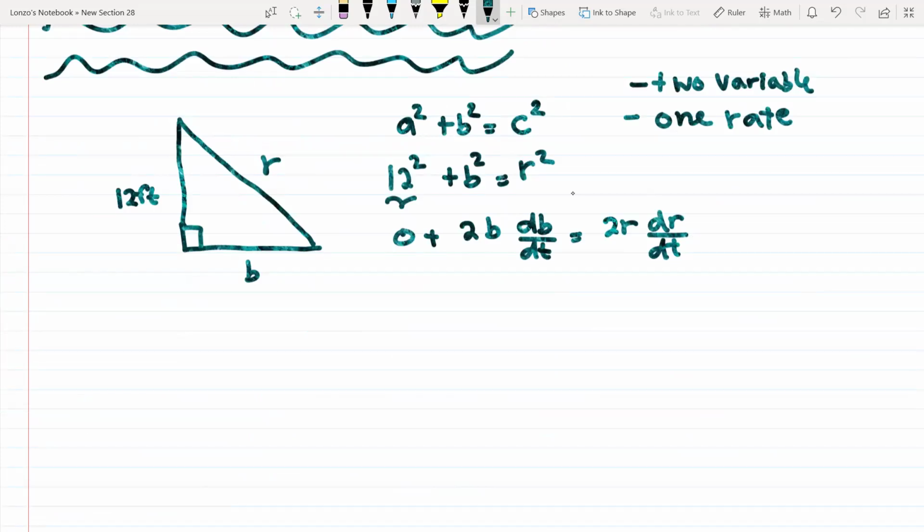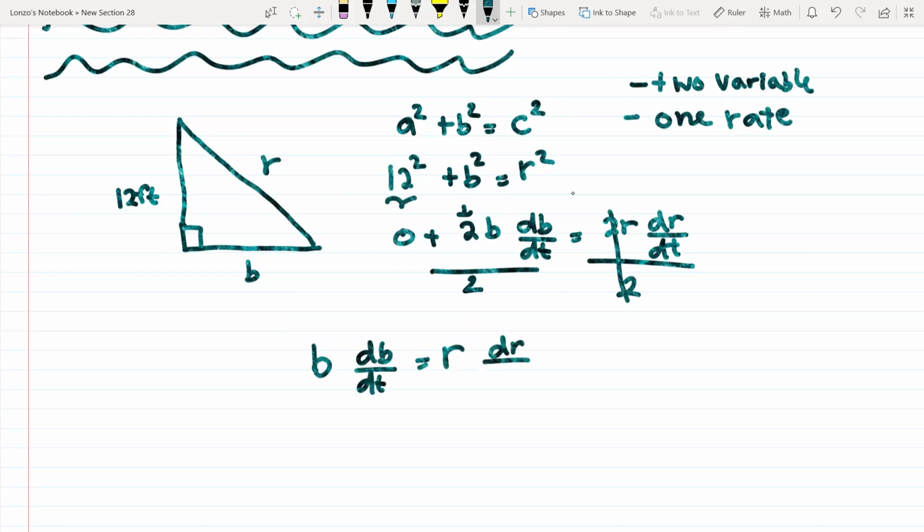We kind of have a problem, right? Let's get rid of these 2's to make our life easier by dividing both sides by 2. So the 2's cancel, and you're left with b db/dt equals, and then this 2 cancels, so you're left with r dr/dt, right?